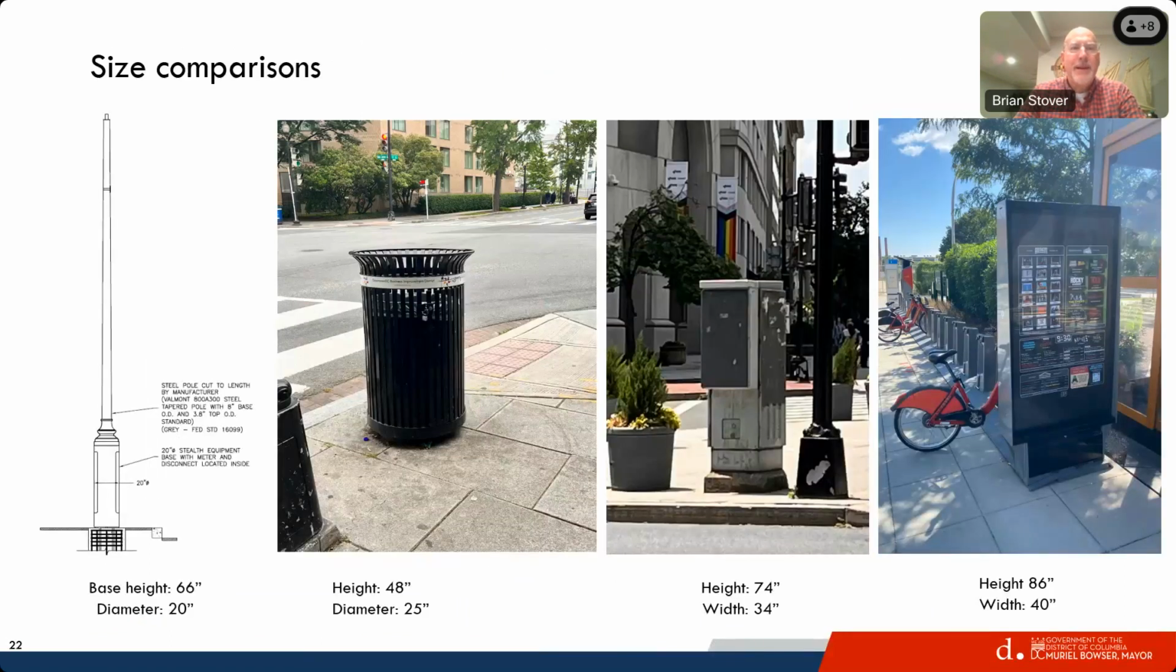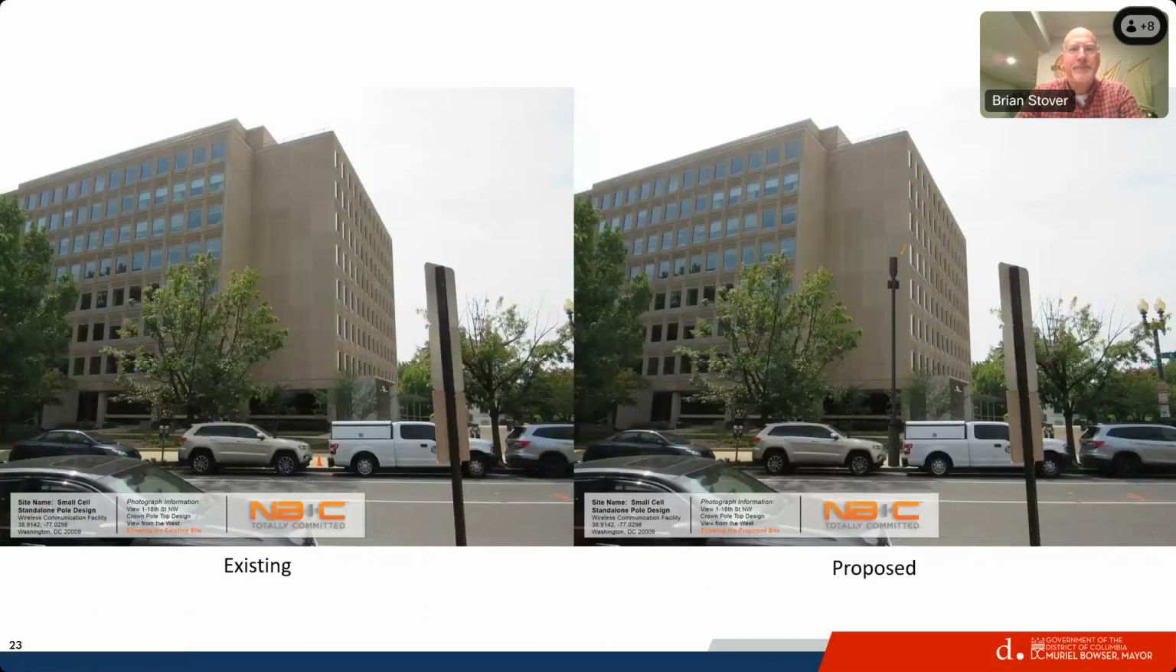And again, just a comparison to what else you find in the public right of way. You can see that the size of the trash receptacle, or the traffic control devices in the middle, or the bike rentals on the right-hand side are similar, if not larger, in scale than the proposed small cell standalone pole. Next slide.